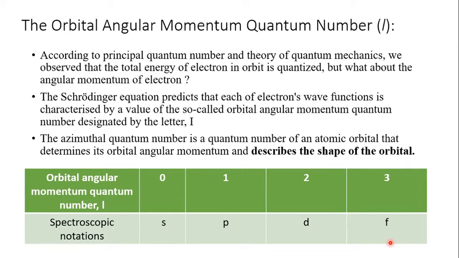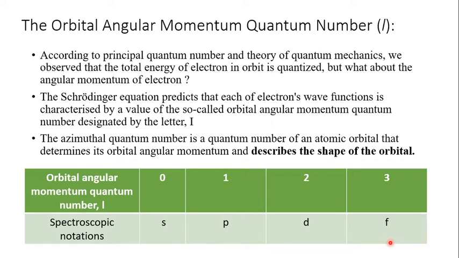The Schrodinger equation predicts that each electron's wave function is characterized by a value of the so-called orbital angular momentum quantum number, designated by the letter l. The confined electron in an orbit is subjected to an electrostatic force directed towards the nucleus of the hydrogen atom. Therefore, at least one of the quantum numbers of the electron in the hydrogen atom is associated with the electron's angular momentum. Okay.